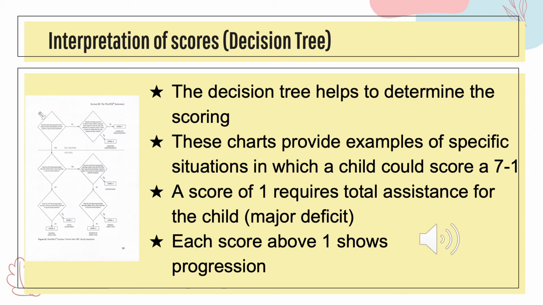Now, the decision trees do provide specific situations in which the child would score level 1 through level 7. If you look, each level is represented on the decision trees, and these are really beneficial whenever you're looking at the scores and interpreting them. A score of 1 requires total assistance for the child, which would be considered a major deficit. So if they get a level 1, we know that they are requiring a lot of burden of care, is what we talked about. And like the last bullet says, each score above 1 shows progression. That's just meaning if they get a level 2, they're able to do level 1, but now they only need to be able to do 25%, etc.